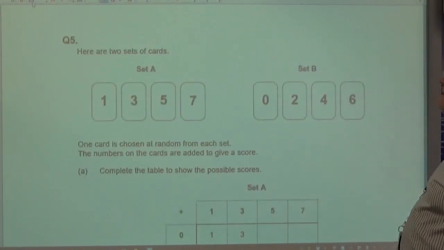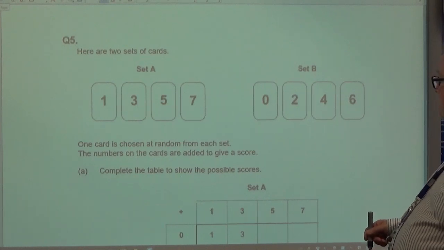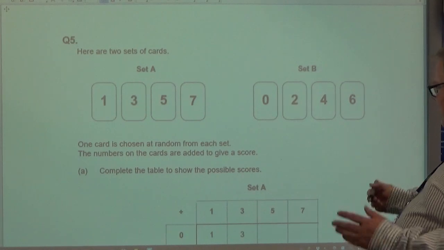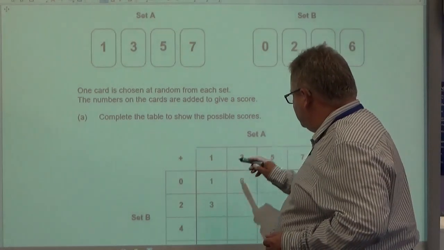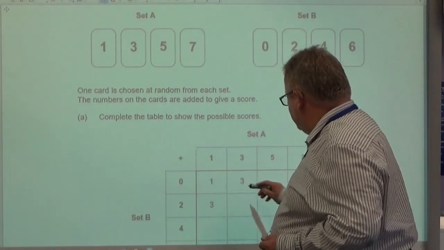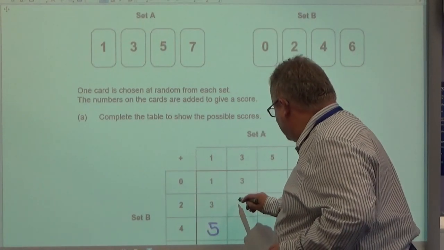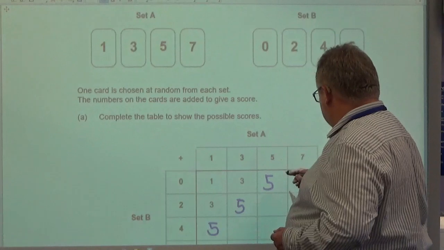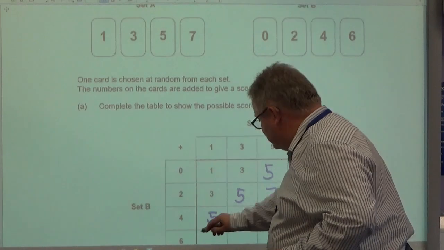Okay. So we've got a probability type question here. 2 sets of cards, set A and set B. One card's chosen at random from each set, and the cards are added together to give a score. So basically we can see here that 1 plus 0 is 1, 3 plus 0 is 3, and 4 plus 1 is 5, so I'll put 5 there. Then we've got 7 plus 0, so that's 7, 5 plus 2, 7, making a nice pattern here, so yeah, that's great.